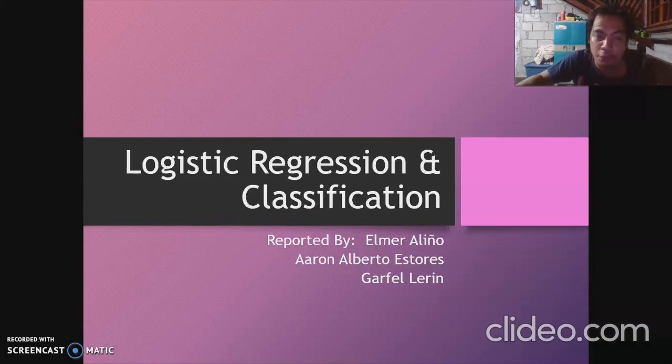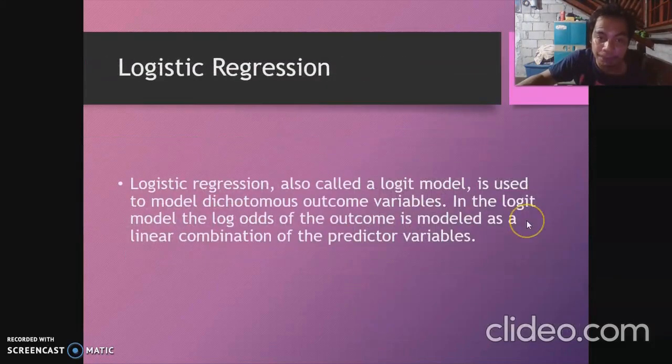I am going to present and discuss the definition of logistic regression and classification. So logistic regression, also called the logit model, is used to model the outcome variable. In the logit model, the log odds of the outcome is modeled as a combination of predictor variables.